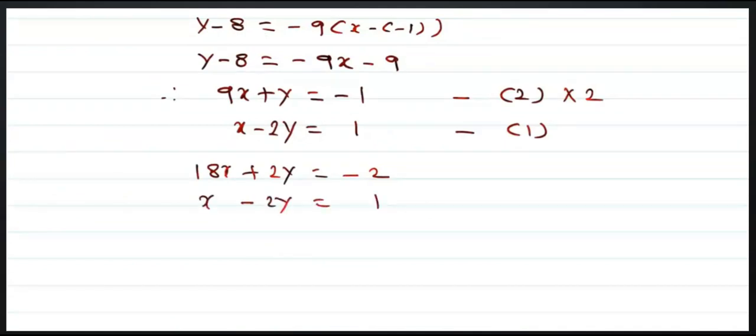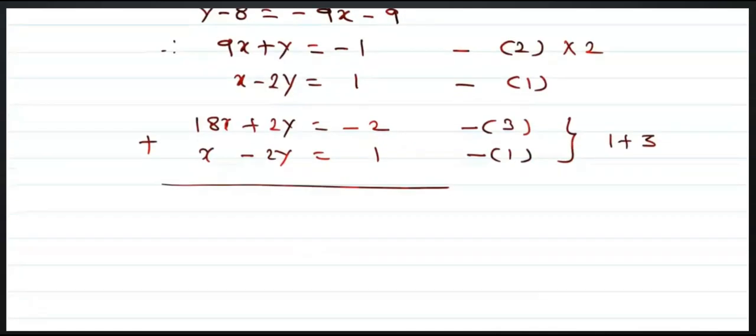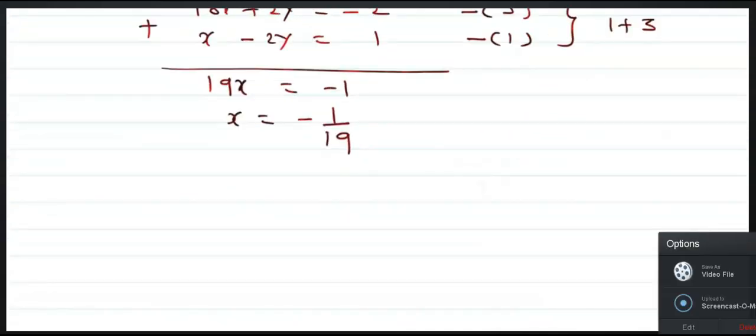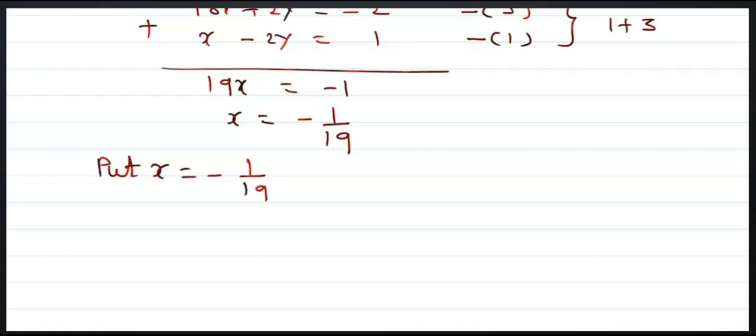That is 8x plus 2y minus 2. Now solve these two equations. Therefore x is equal to minus 1 upon 19.